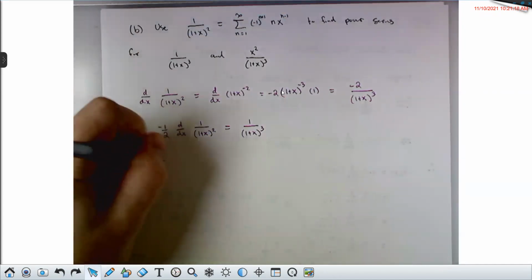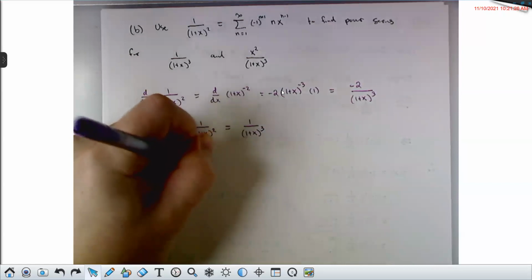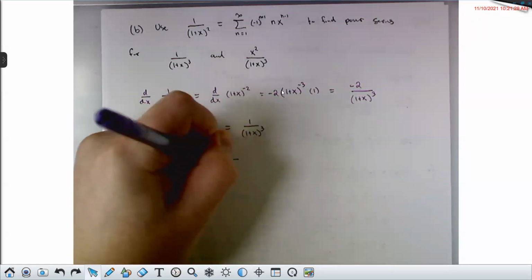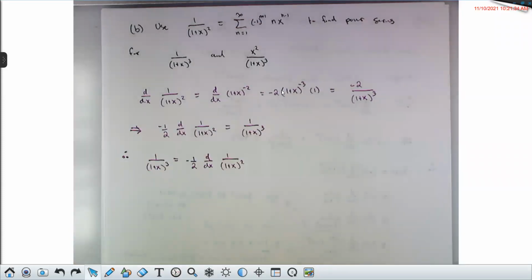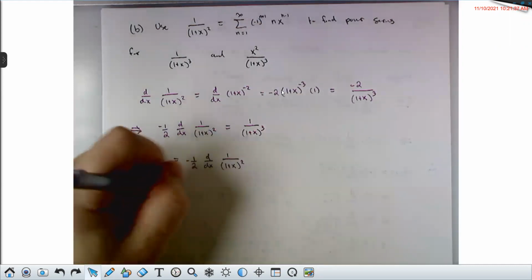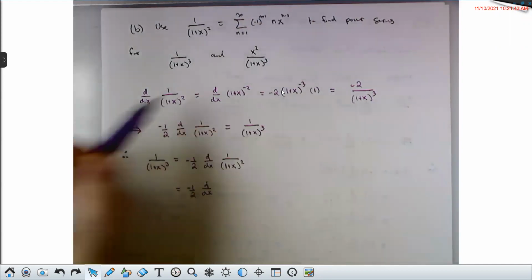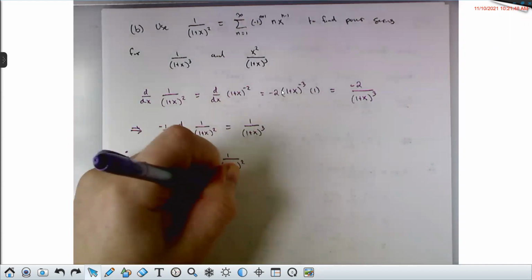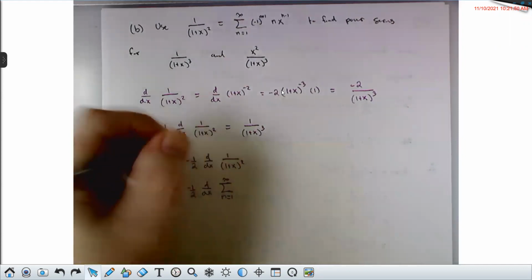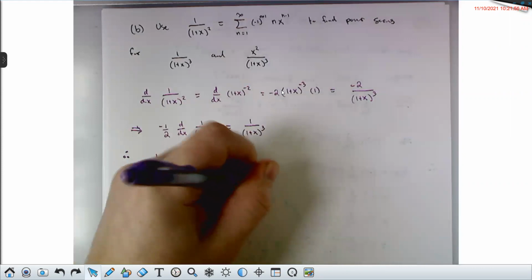Therefore, 1 over 1 plus x cubed just is negative 1/2 d/dx of 1 over 1 plus x all squared. And that is negative 1/2 d/dx of this power series: sigma n equals 1 to infinity, negative 1 to the n plus 1, and x to the n minus 1.